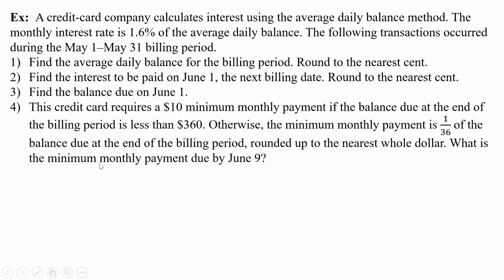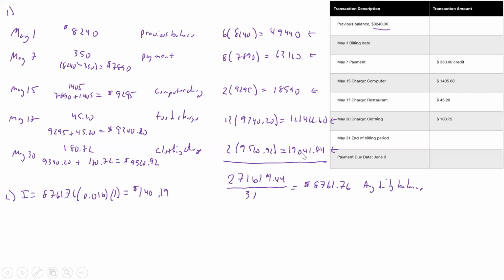Now it says find the balance due. Well, what's the balance due? If we take our ending balance here, 9,520.92 plus our 140.19, that should give us our new balance. So 3 is going to be 9,520.92 plus 140.19, and that gives us the balance of 9,661.11. So this is interest, and this is our balance.